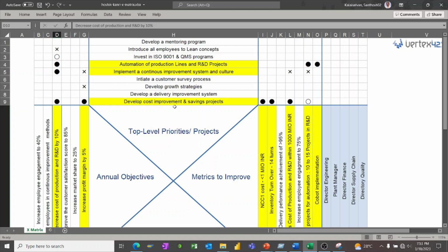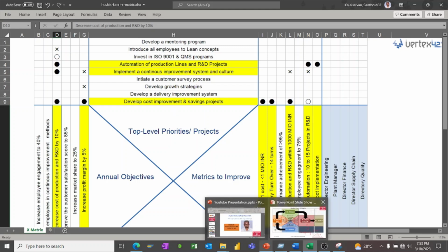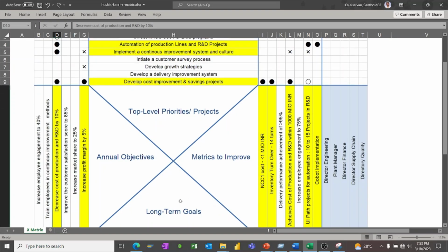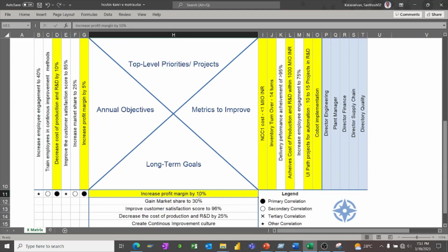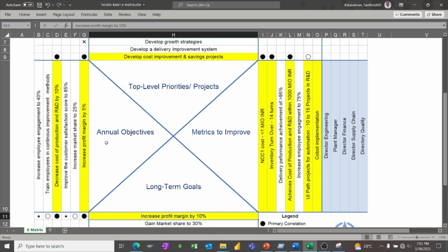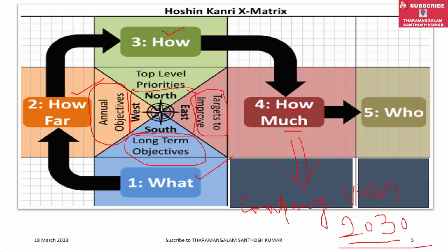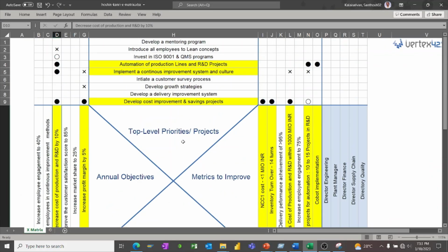And also how we will go for the presentation. This is what the goal is: increase the profit margin by 10%. This is the annual objective: increase the profit margin by 5% and decrease production and R&D cost by 5%. And top level priorities are the projects. This is how: by doing development cost improvement and savings projects, implementing a continuous improvement system and culture, and automation of production lines and R&D projects.